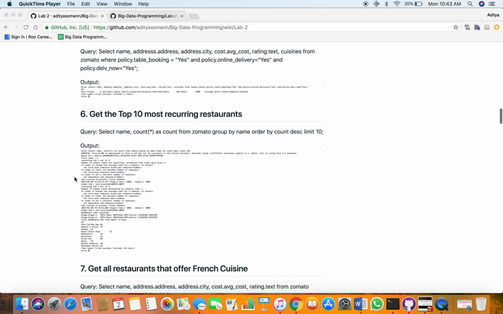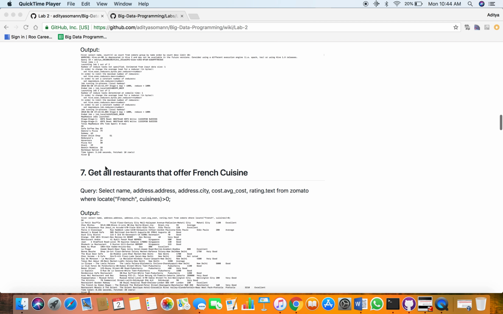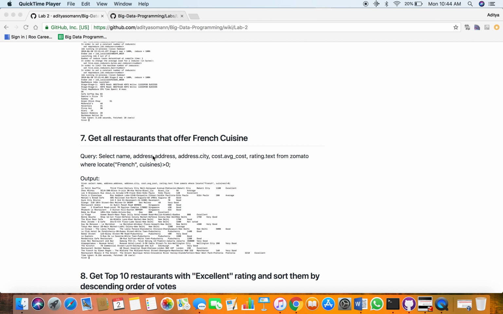The sixth query was to get the top 10 most recurring restaurants. We will have more than 10, but we have limited our search to 10 recurring restaurants, and this is the query performed, while this is the output. The seventh query is to have all the restaurants that offer French cuisine. So this was the query, and this is the output.